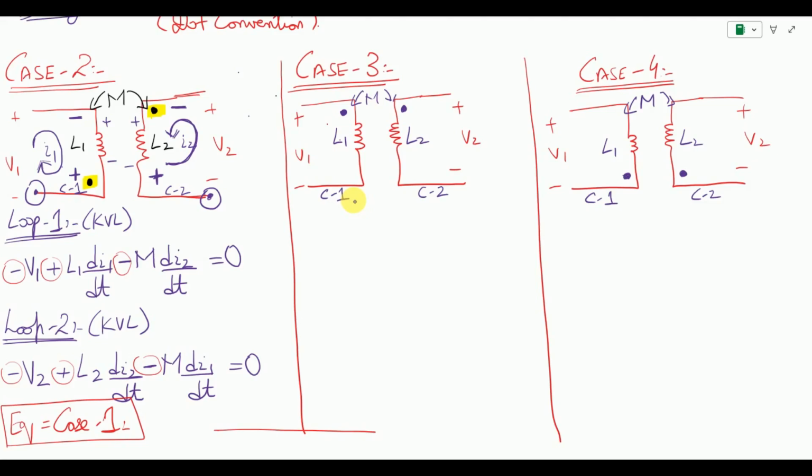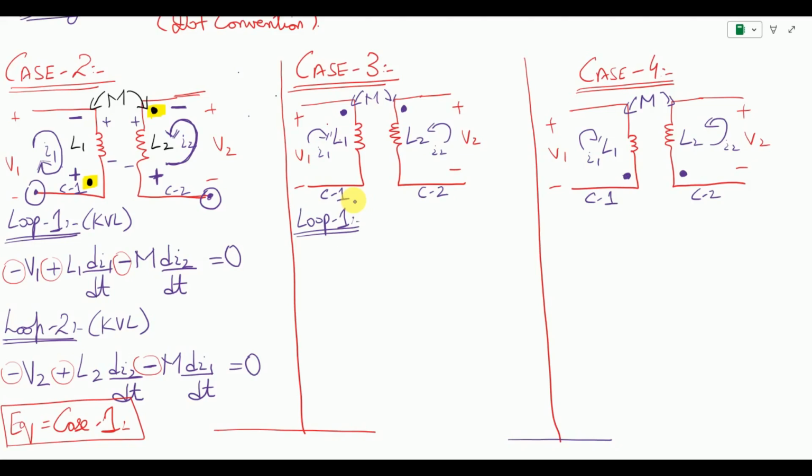First start with case number 3 and see what we have to do. We have to basically first decide the reference direction of the current. So this is my current I1 in the clockwise direction. This is I2 in the counterclockwise direction. Same can be said for case number 4 in terms of I1 and in terms of I2. So now let us focus on case number 3 and let us write the equation for loop number 1.